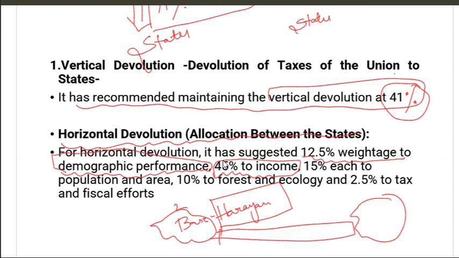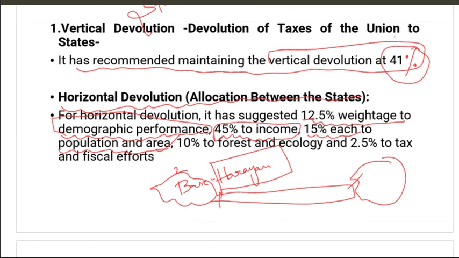Income distance of other states, and with that they will be deciding what amount needs to be shared with other states. Okay, next, 15% each to population and area. So the larger the population, the larger will be the share. The bigger the area, the bigger will be the share. That is the main aim of this. Then who will be getting the share? The most populated state in India is UP. UP will be getting the highest share on the basis of population, right?